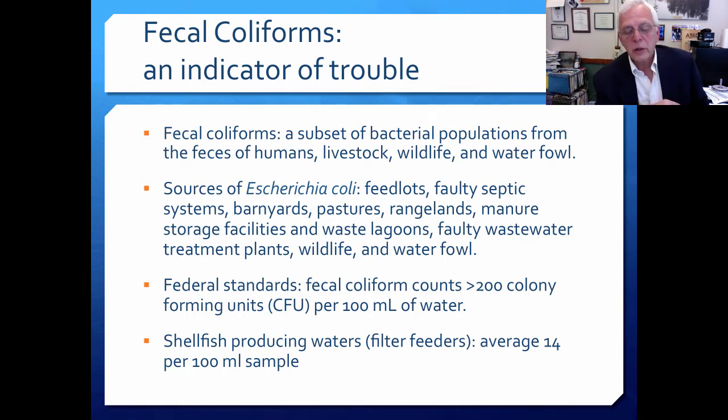There are federal standards that have been established for permissible fecal coliform counts, and fecal coliforms are supposed to be below 200 colony-forming units, that is, bacteria that you can get to grow when you feed them. And these are 200 colony-forming units per 100 milliliters of water. That is a standard. One should be below that number, and if one goes above it on a consistent basis, then that's a very strong indicator of trouble.